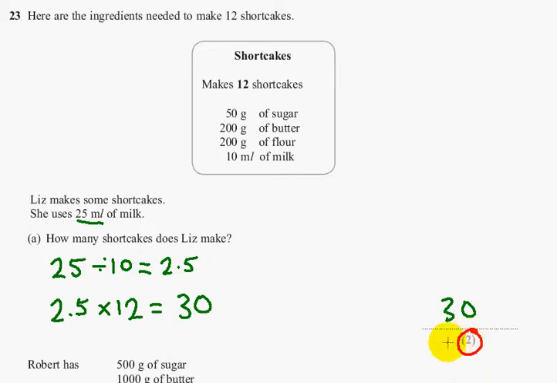Part A is worth 2 marks. First mark is if they can see 25 divided by 10 or 2.5. And the second for the answer of 30. You could have also just seen that 10 milliliters is needed for 12 shortcakes. So she's got 25 milliliters, so she can at least make 2 batches, which would be 20 milliliters. And she's got an extra 5 milliliters, which is half. So 2.5 batches.